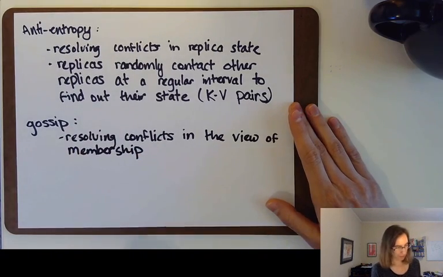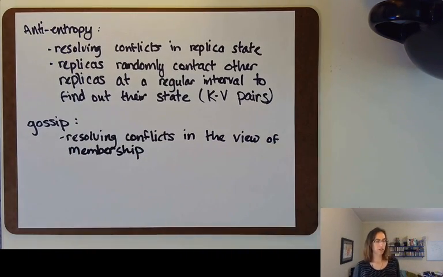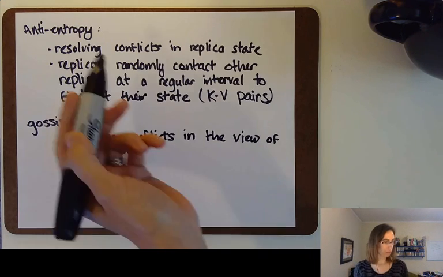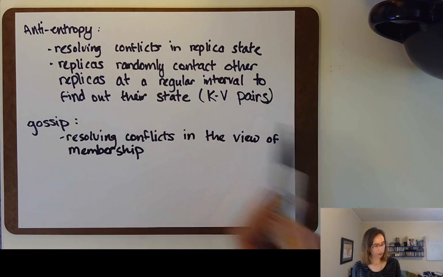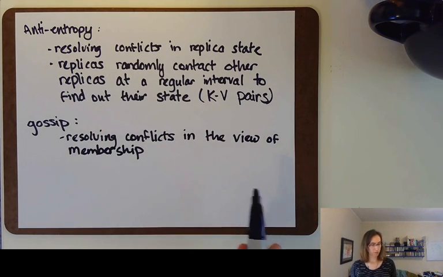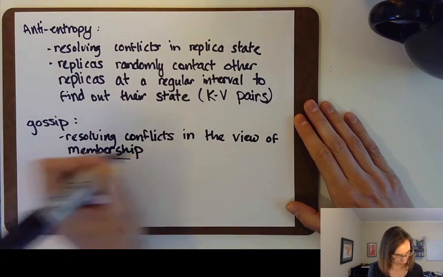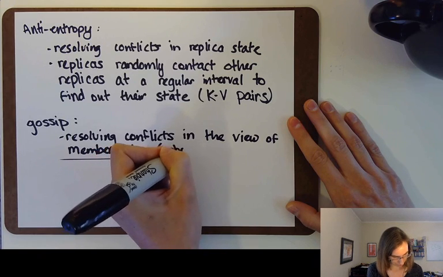So two different mechanisms, but they're for resolving conflicts in different kinds of state, right? Anti-entropy is for resolving conflicts in key value pairs. Gossip is for resolving conflicts in what the other replicas think the current set of nodes that are up. So that's what gossip does. A node contacts another node to say, hey, what's your view of who's up and running right now? And gradually they all figure it out. So membership here means who is up and running.